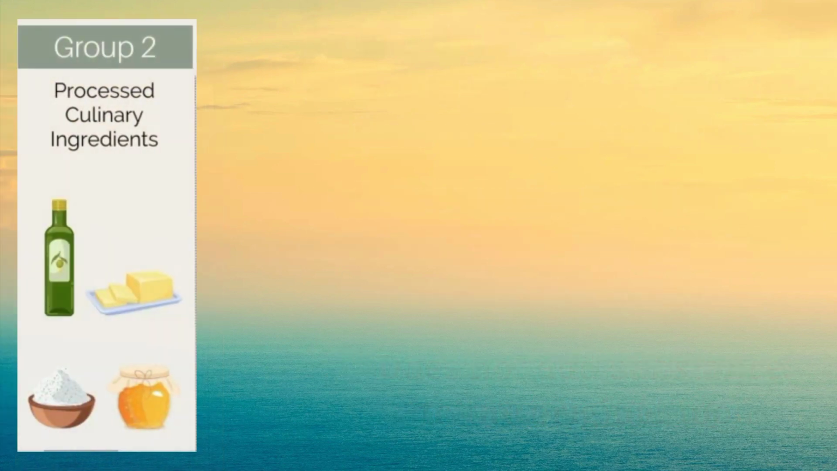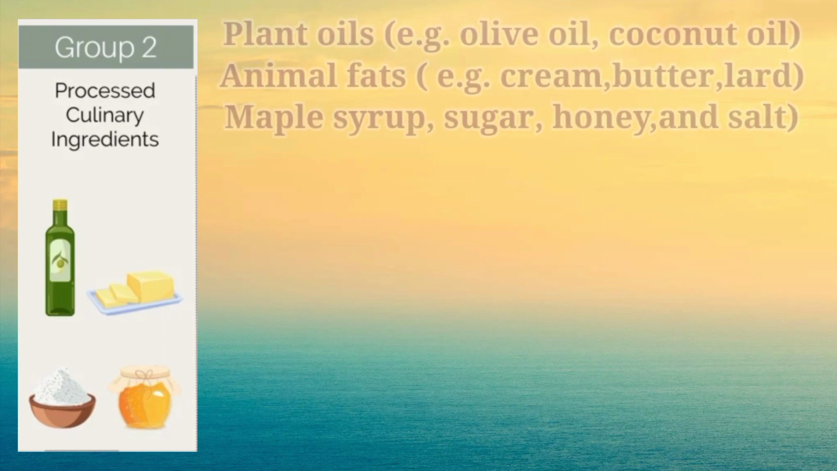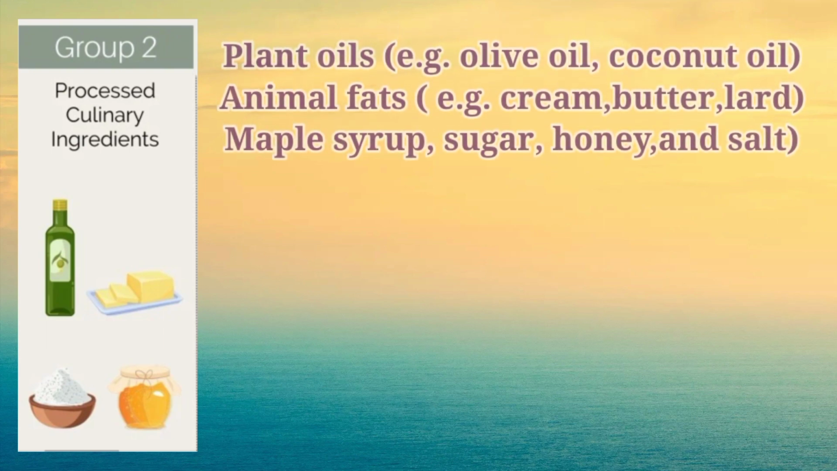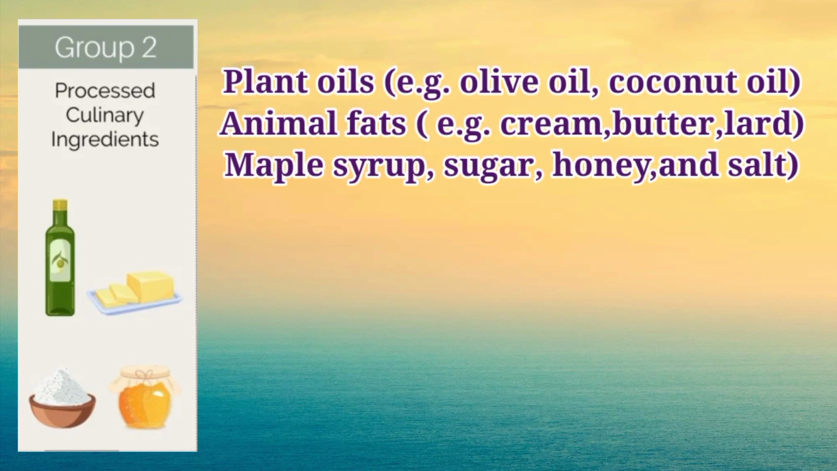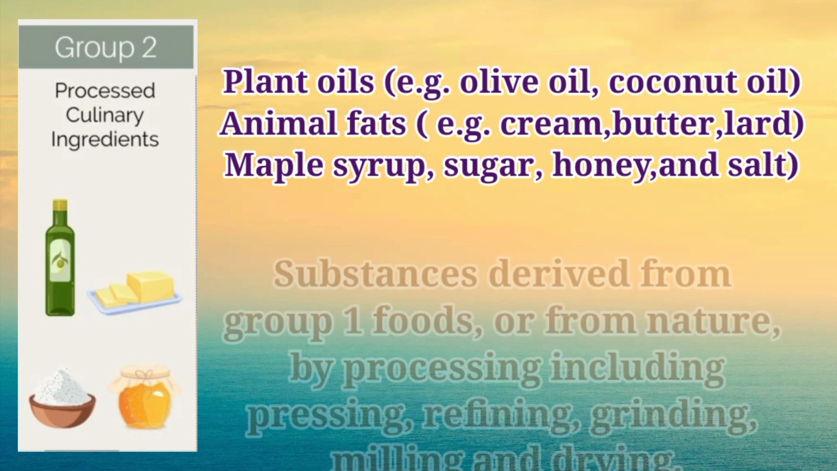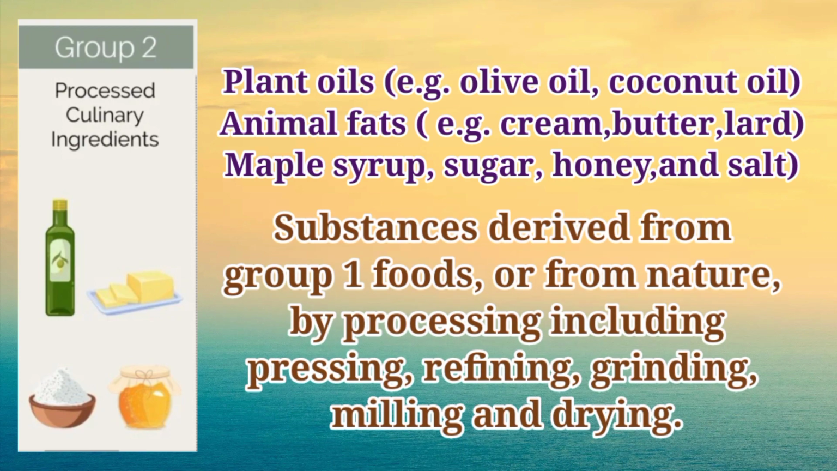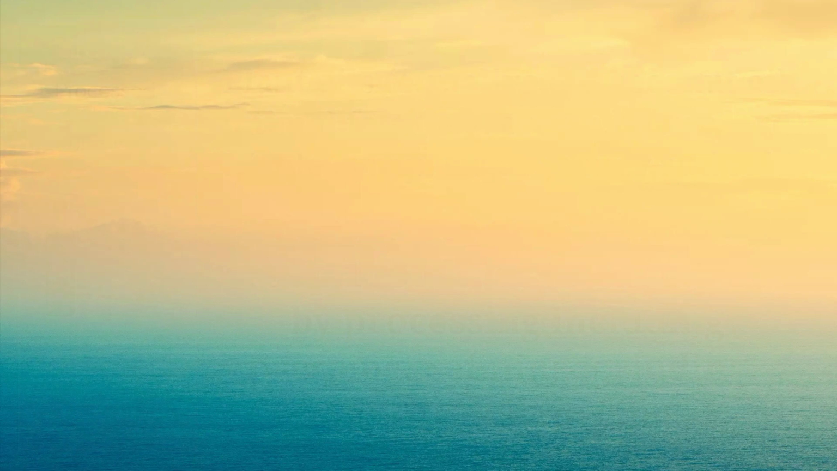Processed culinary ingredients. Examples of these foods are plant oils like olive oil and coconut oil, animal fats like cream, butter, and lard, maple syrup, sugar, honey, and salt. These are substances derived from group 1 foods, or from nature by processing including pressing, refining, grinding, milling, and drying.